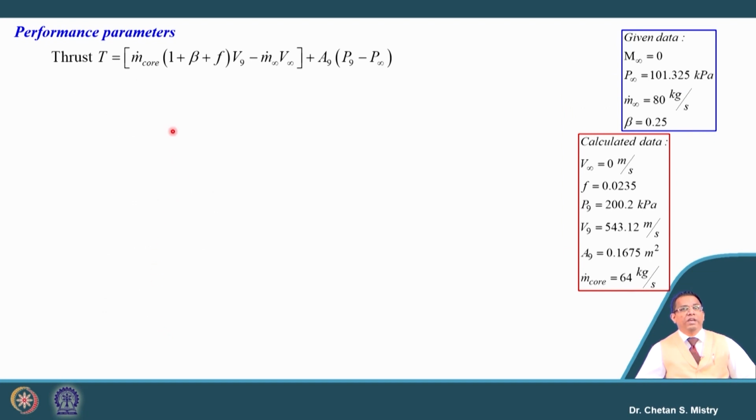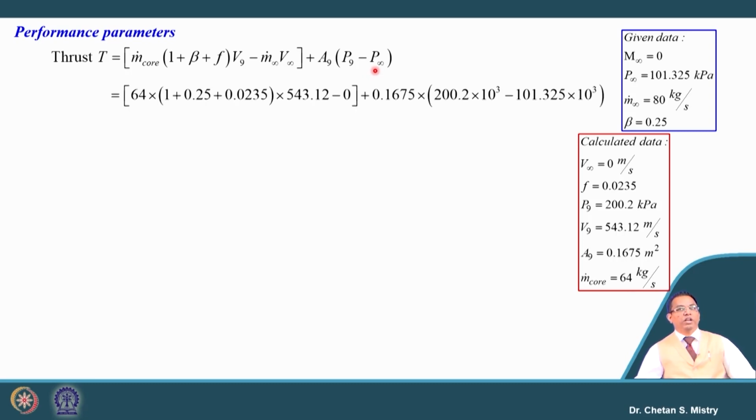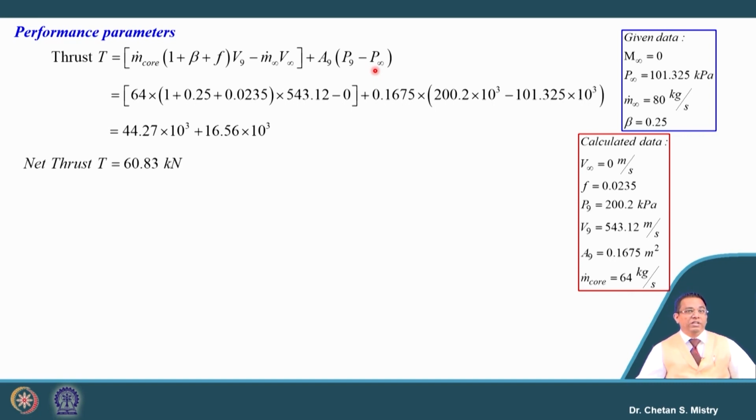Okay. So, let us look at how to do the calculation for the thrust. For thrust, this is my exit mass flow rate, m9. We can say m dot core into 1 plus beta plus f, into v9, minus m infinity v infinity. Plus this is my area into this differential pressure. So, let us put all these numbers. We have m dot core as 64, beta is given as 0.25, fuel air ratio we have calculated as 0.0235. If we put all these numbers, my net thrust is coming to be 60.83 kilonewton.